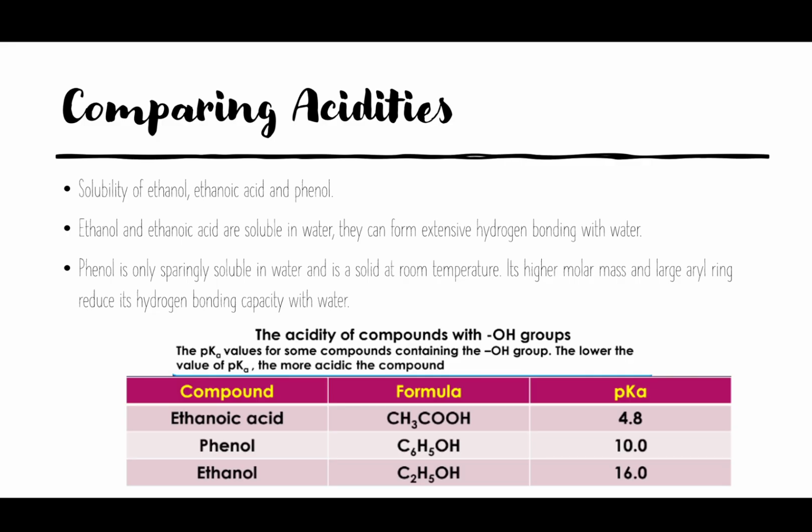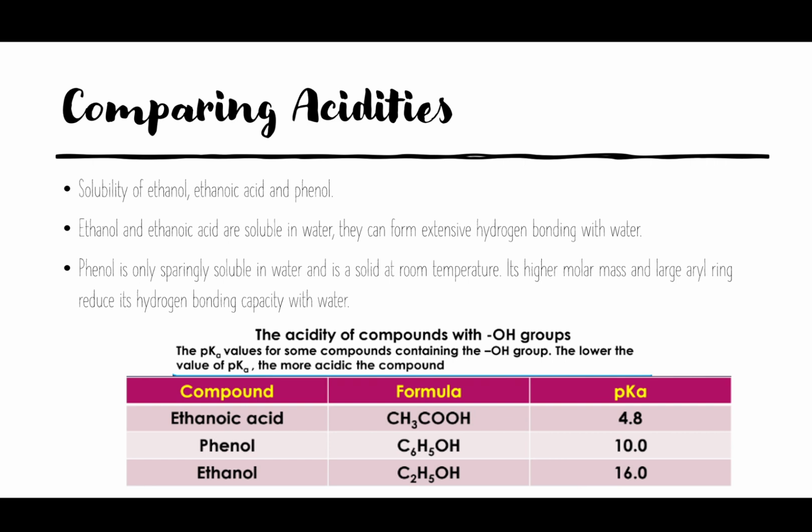Comparing the acidities of these compounds. The solubility of ethanol, ethanoic acid, and phenol is important to understand. Ethanol and ethanoic acid are soluble in water, because they can form extensive hydrogen bonding in water. Phenol is only sparingly soluble in water and is solid at room temperature. This is because it has a higher molar mass and a large aryl ring. It is an arene, and arenes are not normally that soluble, especially phenol, so it reduces its capability to form these hydrogen bonds.